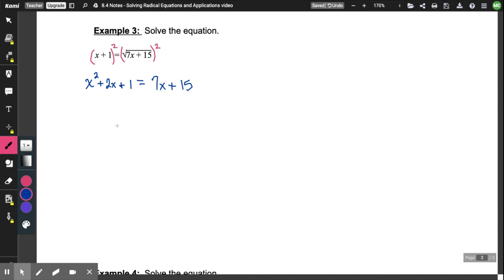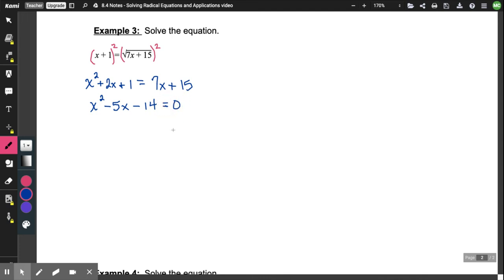This gives us now a quadratic equation that we have to solve. So the process for solving a quadratic equation is a little bit different than a linear. Rather than just trying to get the x alone on one side of the equation, we're going to try to create a 0 on one side of the equation. So for this one, I want to create my 0 on the right side of the equation. I'll do that by subtracting 7x from both sides and also subtracting 15 from both sides.